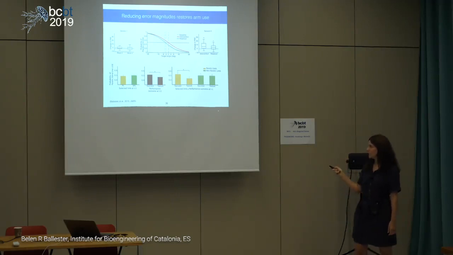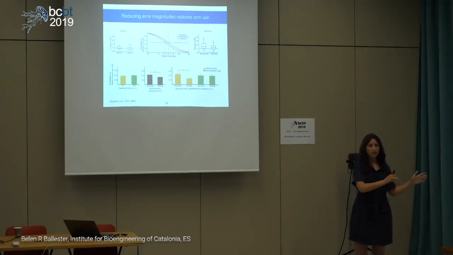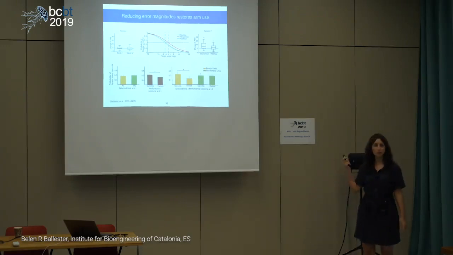Also, we observe in a sequential analysis that when they use the affected arm and they fail, the probability of selecting that arm again in the next trial lowers significantly. And this doesn't happen when they use the non-affected arm, only when they use the affected arm and they fail. This means that they are very sensitive to failure when using the affected limb.